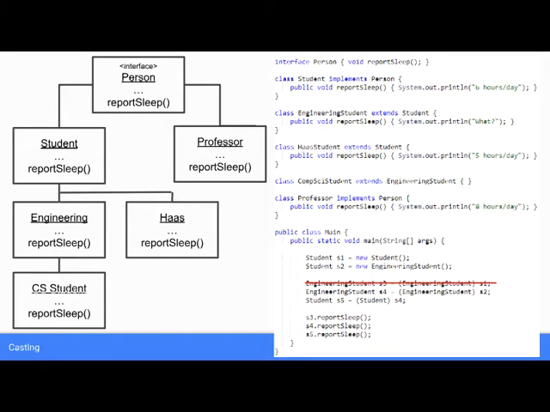Okay. So you said you cast S1 to engineering student even though it's just a regular student. And so when you do S3.report sleep, the compiler doesn't know. But then when it actually accesses that object in memory, it turns out to be just a regular student. Whether or not it has a report sleep function, we don't know.